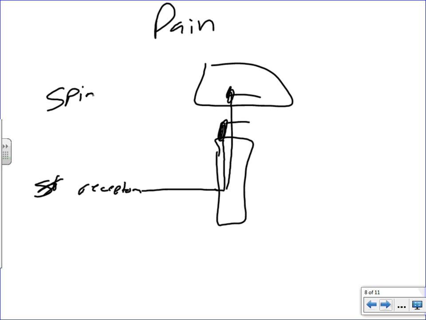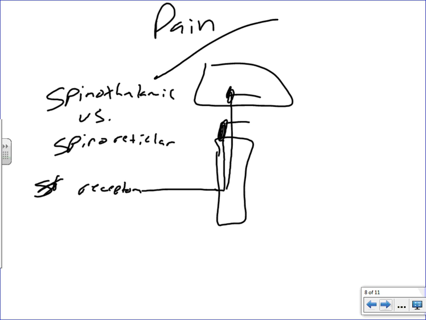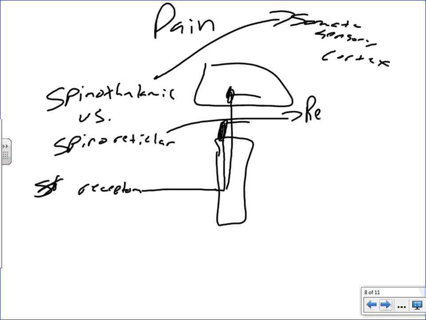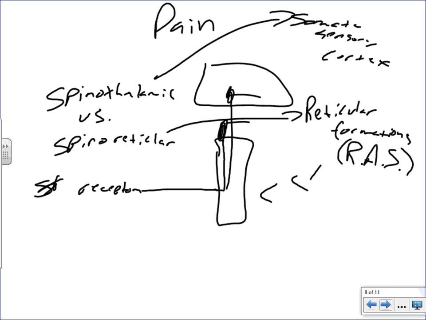So let's talk about the importance of the spinothalamic versus spinoreticular. So the spinothalamic tracts, bear in mind, are essentially going to go to the somatosensory cortex. I'm not going to draw this out, I'm just going to write it out and talk about it. The spinoreticular tracts are going to go through the reticular formations, or what we can call the reticular activating system, and eventually to the limbic system.